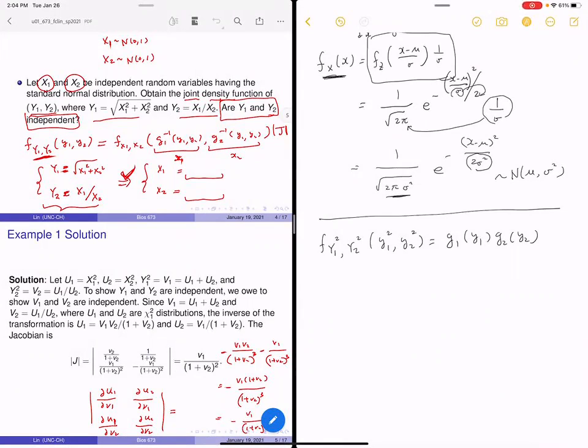Eventually you're really proving it. I'm proving Y1 and Y2 squared are independent. That implies Y1 and Y2 are independent.